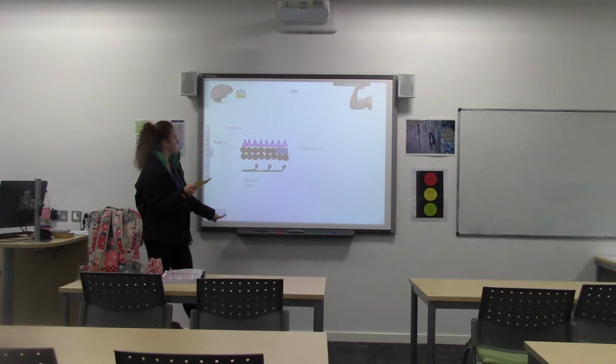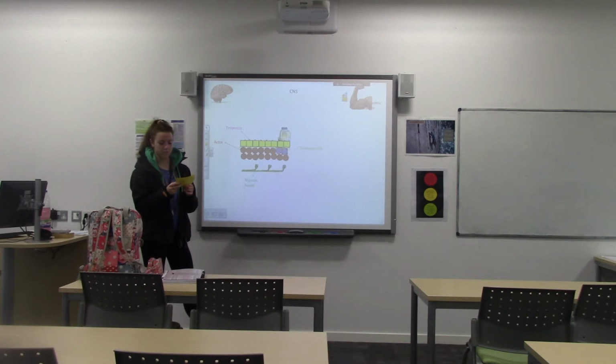Firstly, a message is sent to the central nervous system, and then sent to the muscle. The sarcoplasmic reticulum then releases the calcium, which causes the troponin to change shape. Therefore, the tropomyosin lifts up, and the tropomyosin is there so the muscle doesn't contract involuntarily.